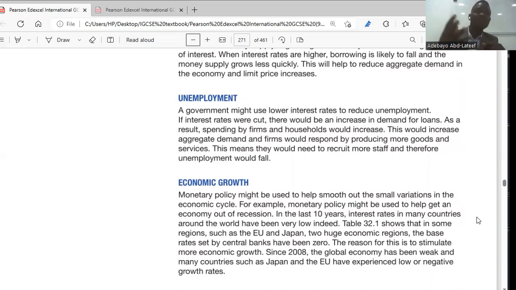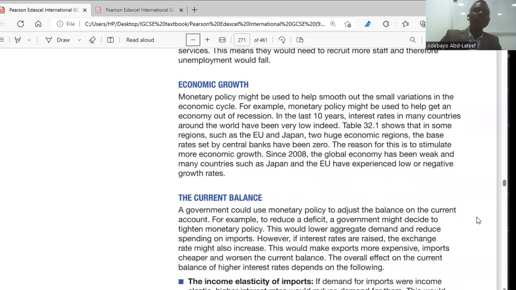How? If interest rate is falling, it means that we have the incentive to borrow more money. So households will be able to borrow more money. Businesses will be able to borrow to invest. Yes or no? So the ability for households to have more money with them makes their purchasing power increase. So the demand for goods and services will rise. Firms would need to meet the demand for goods and services. How are they going to be able to do that? By recruiting more workers. So that is how interest rate will solve the unemployment problem. Is it clear? The third point, economic growth.